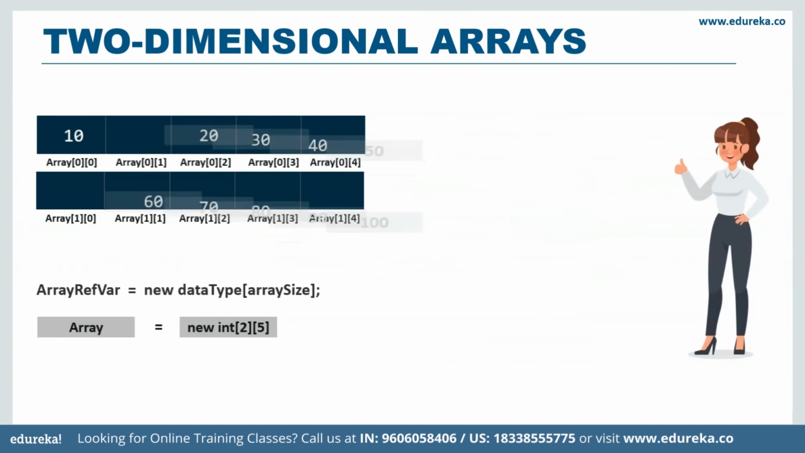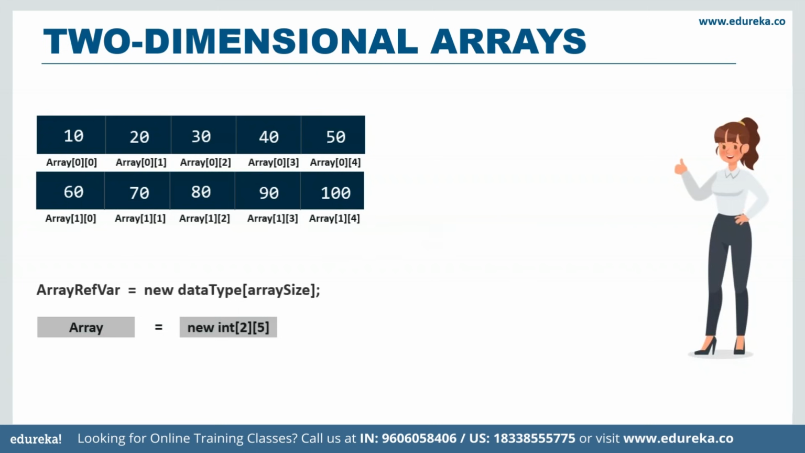So let us see how it happens. You can see they are arranged in a sequential manner. So 20 is at 0, 1, 30 is at 0, 2 and finally 100 is at 1, 4. Now to access these elements, we have to provide their index numbers or the intersection coordinates here.